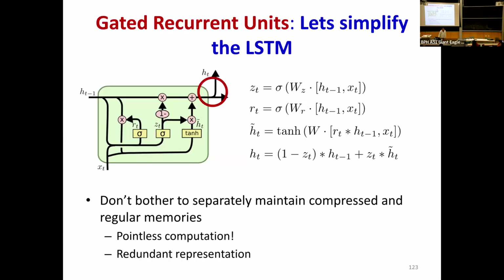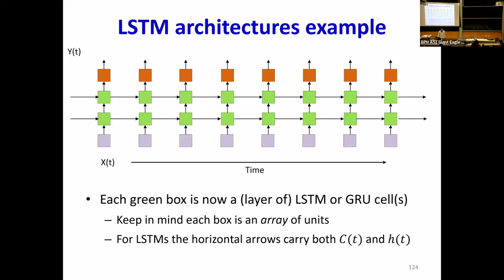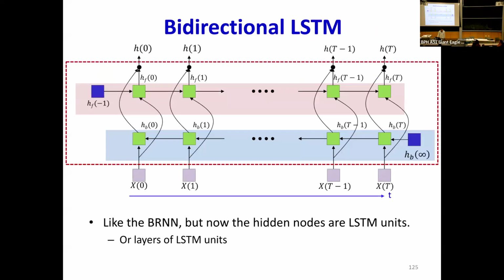Second, why bother to carry both a memory and a nonlinearly transformed version of the memory? Just retain the memory and perform the nonlinear transform on the fly, right? And so this gives you the gated recurrent unit. There are any number of models of this kind. And how are LSTM units used? In your recurrent model, the green box now just becomes an LSTM unit. That's it. Nothing changes, right? And so you can also use it for bidirectional networks and all the rest of it.